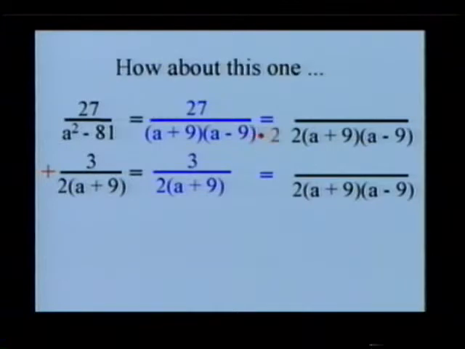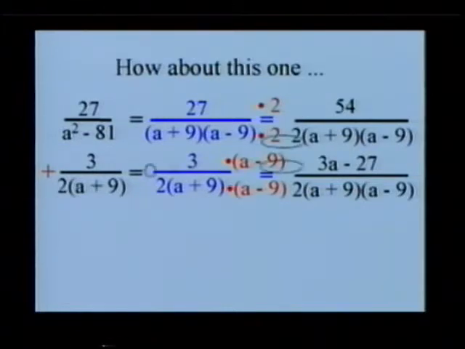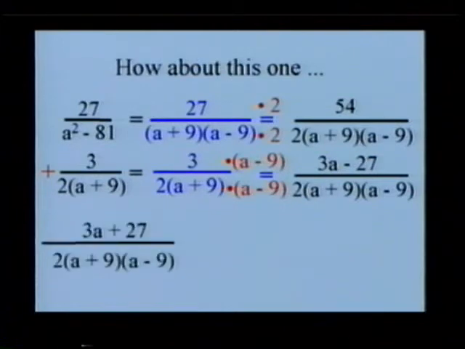And then I say to myself, what did I multiply this by to get the least common denominator? In this case, the only new guy is 2. So I'll multiply the 27 by 2 and get 54. What did we multiply here? Well, the new guy is a minus 9. So I've got to multiply that 3 by a minus 9, and I get 3a minus 27. Adding the numerators of these fractions that now have the same denominators, it's not so bad. Adding like terms, 54 and minus 27, I'm going to get 3a plus 27.